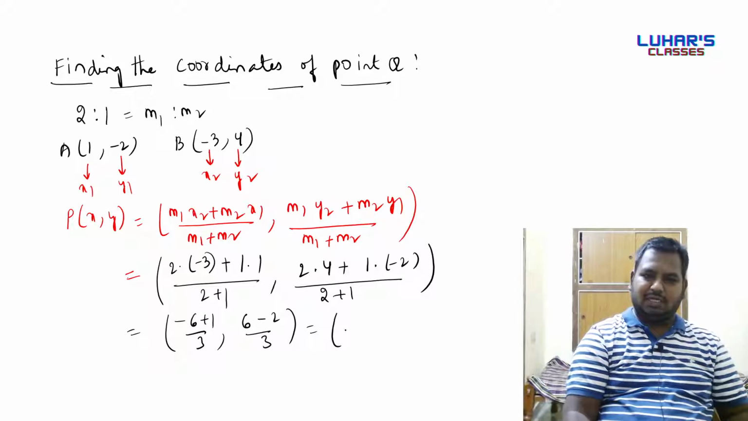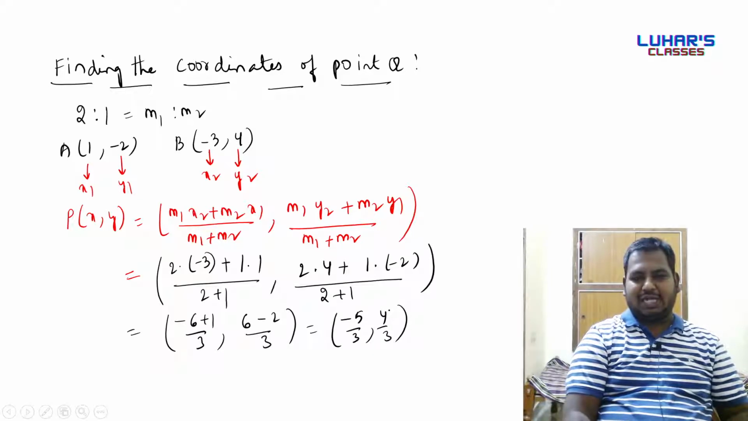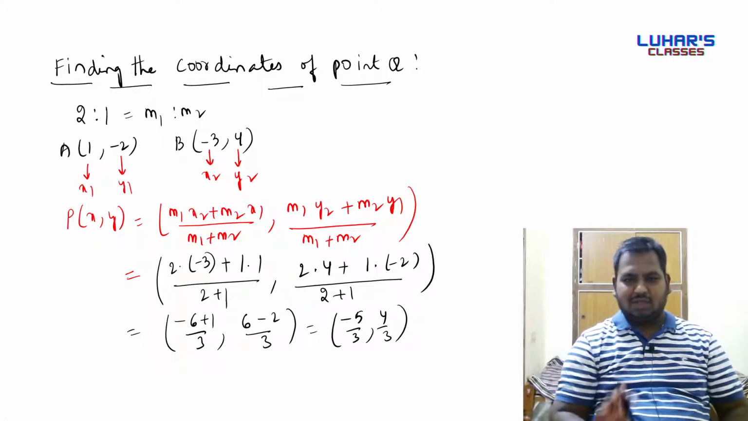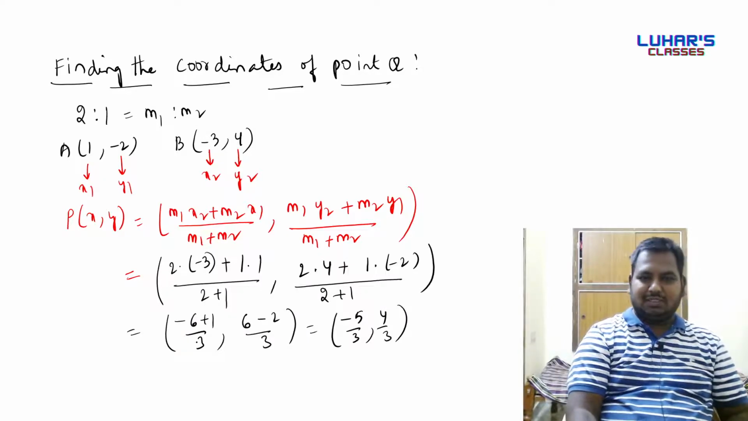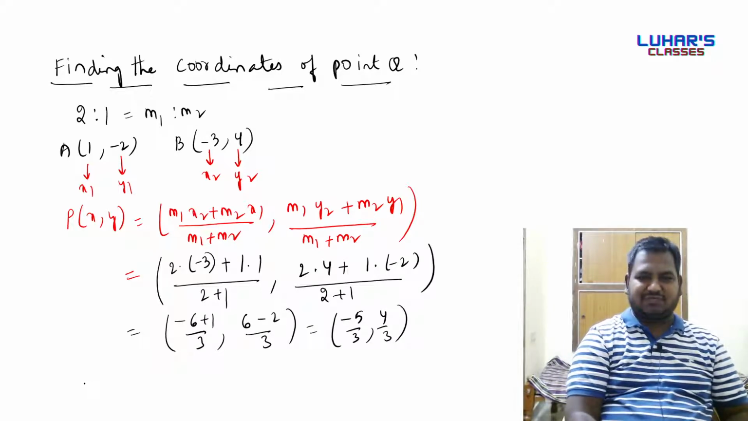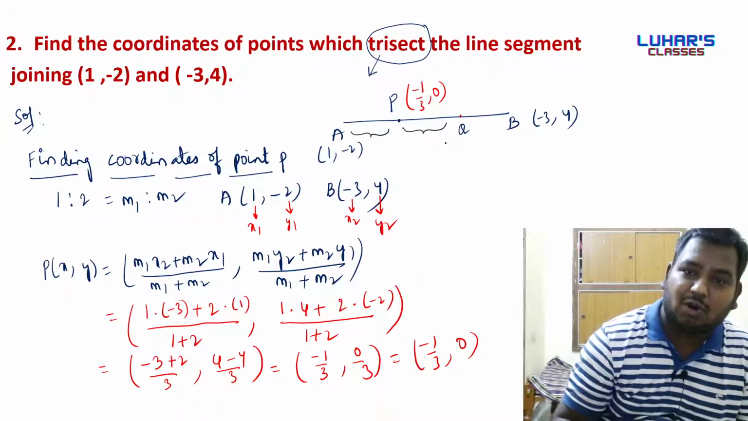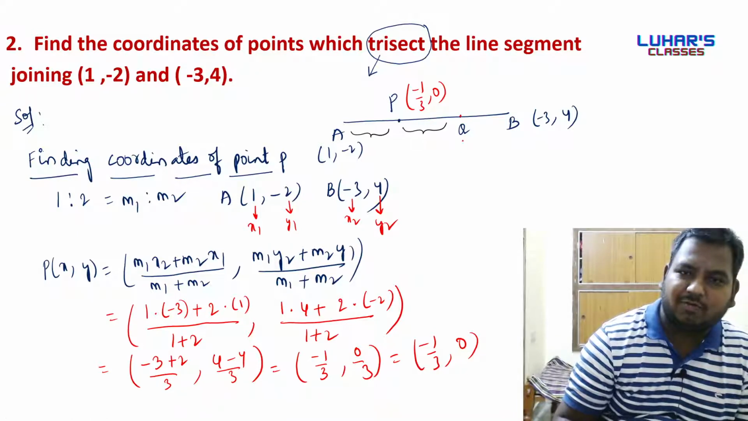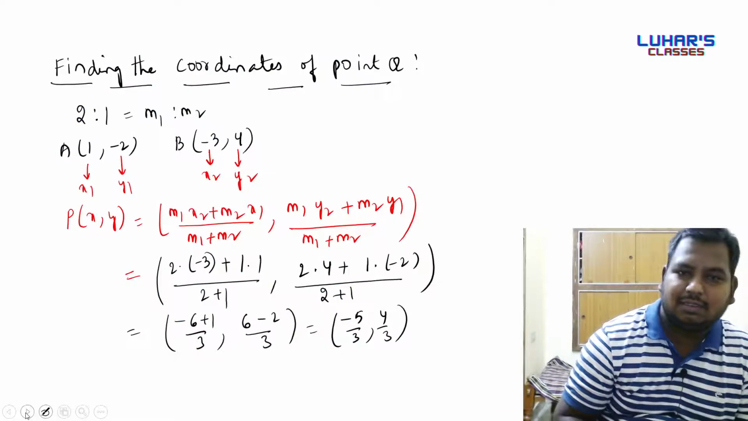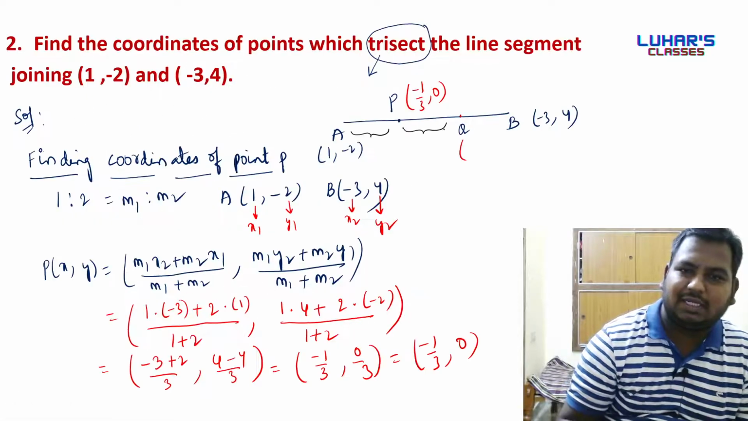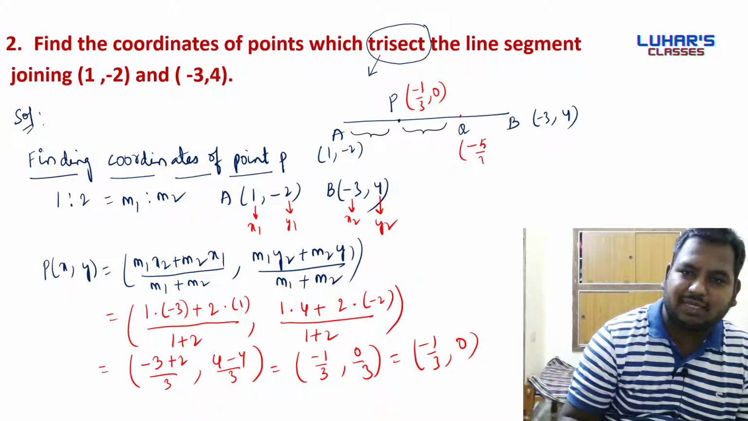So what are you going to get? We are going to get here minus 5 by 3 and 4 by 3. Did we do the calculation properly? If the calculation is wrong, please let me know in the comment section. Okay. So minus 5 by 3 and 4 by 3. So the coordinates of point Q are minus 5 by 3 and 4 by 3.